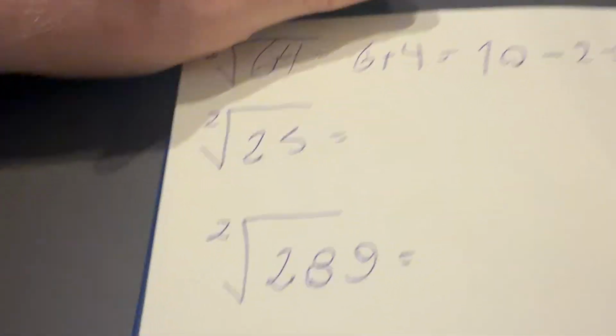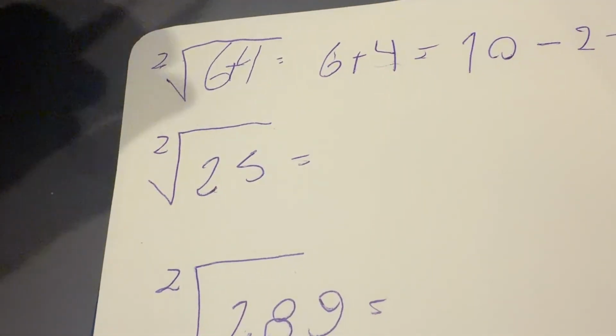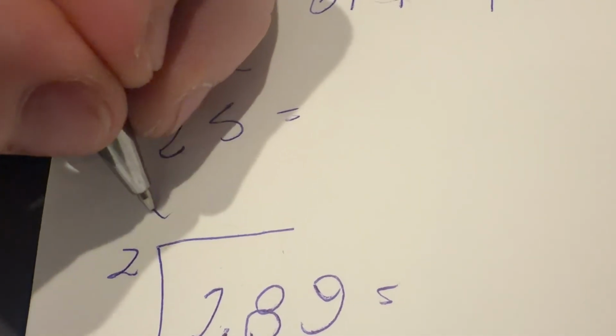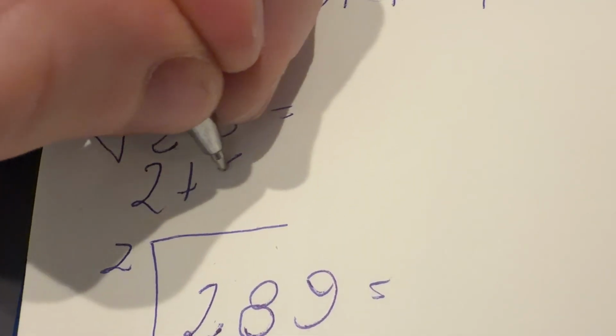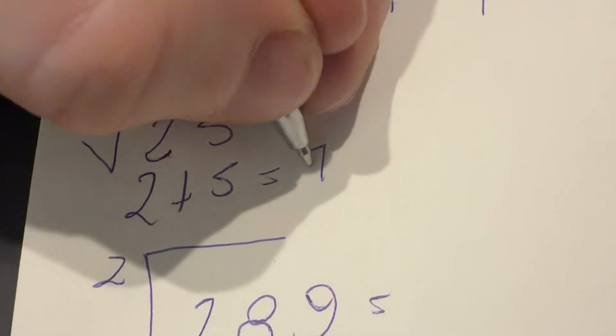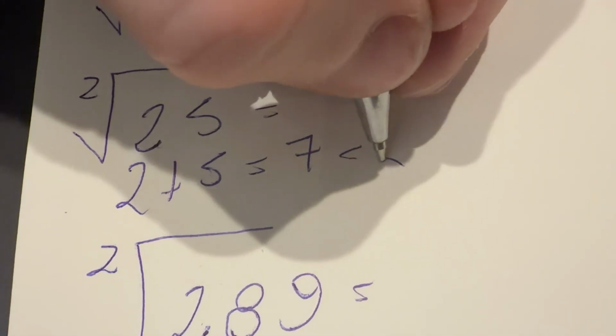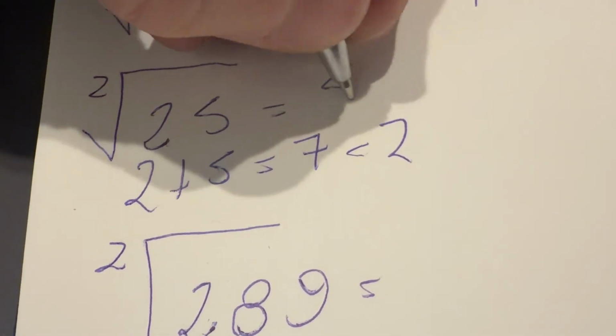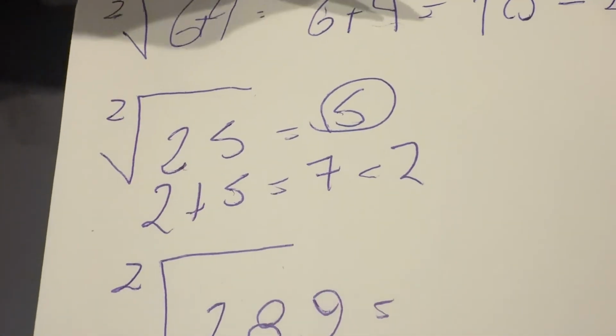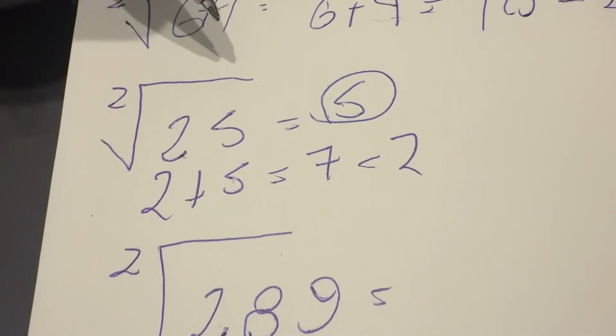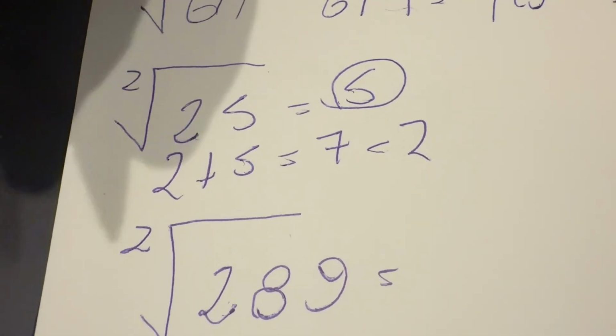Now let's do the same for 55, okay? 2 plus 5 equals 7. 7 removing 2 equals 5. The square root of 55 is 5.